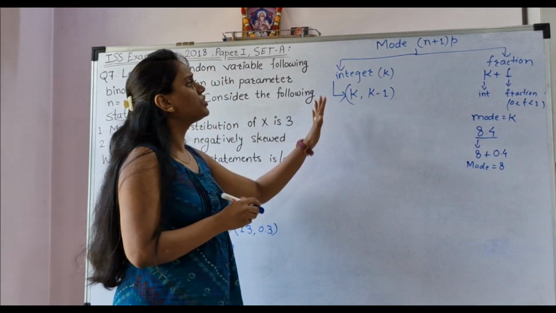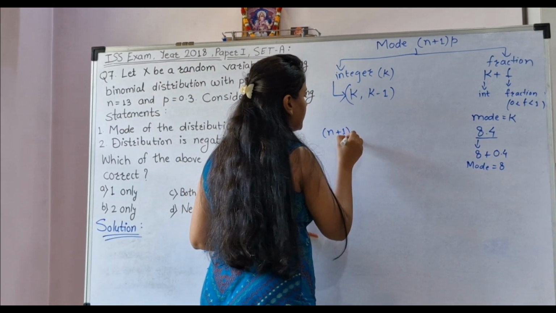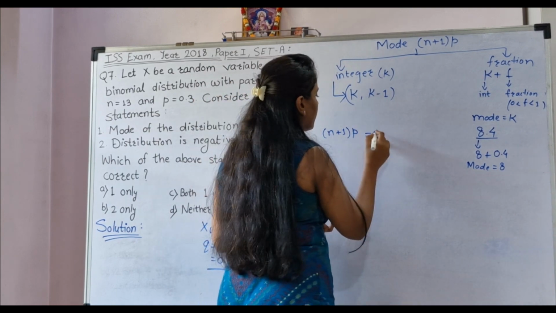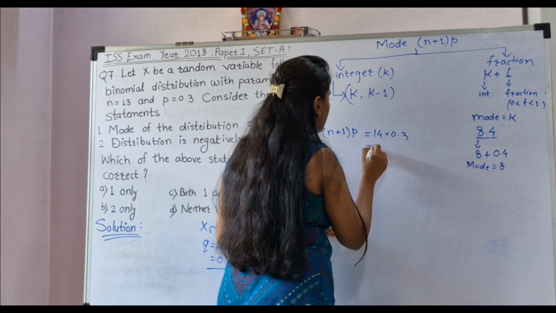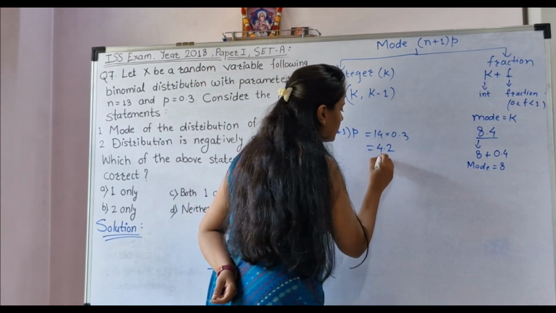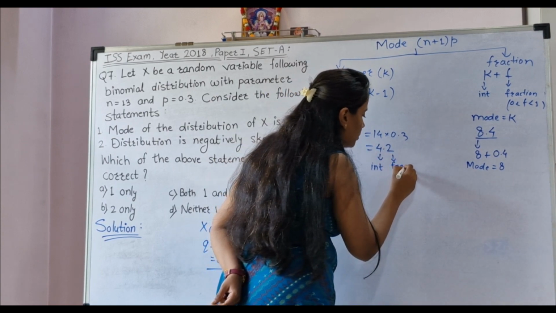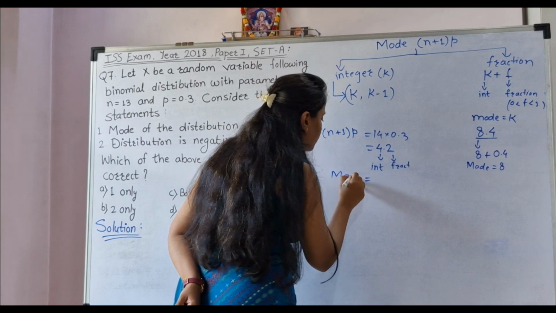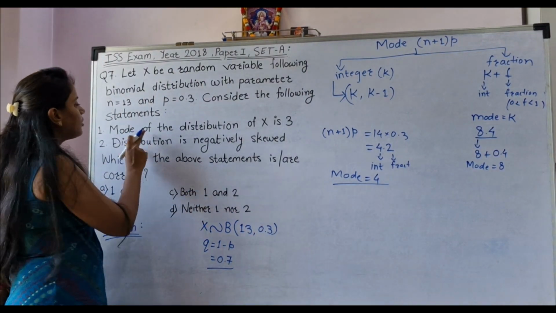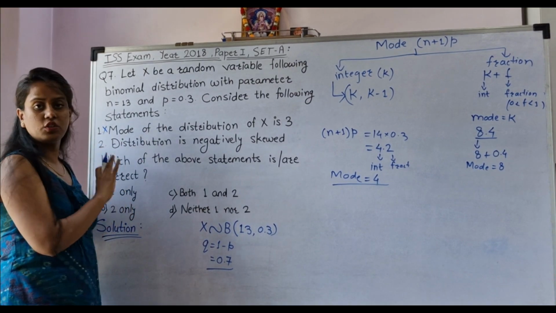Now let's check in this example what is the value of the quantity n plus 1 into p. Here value of n is given, it is 13. 13 plus 1, 14 into 0.3. So here value of n plus 1 into p is 4.2. So here this 4 is our integer, 0.2 is our fraction value, right? So our value of mode will be equal to 4. And in the first statement it is given that mode of the distribution of x is 3. So our first statement is not correct.